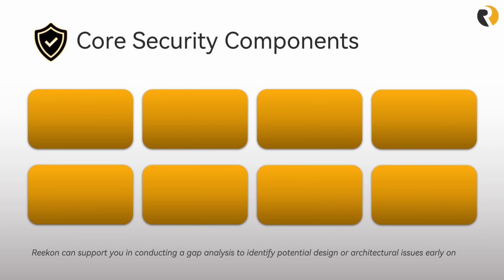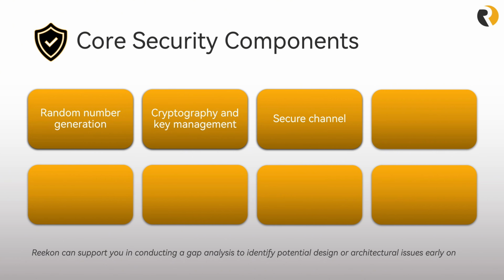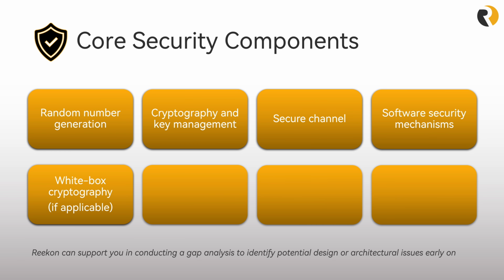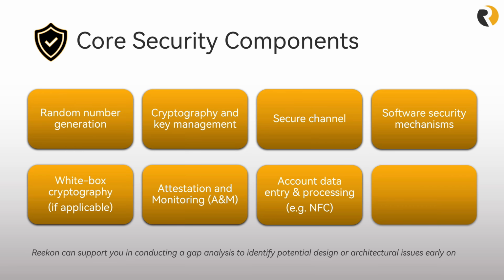Let's start with the technical core. Every MPoC solution needs strong foundations: secure random numbers, robust cryptography and key management, and protected communication channels. On top of that, the software must include defensive mechanisms and in some cases white box cryptography. Attestation and monitoring, or A&M, ensures the environment remains trustworthy over time. Account data must be captured securely, for example through NFC, and in some cases additional features like PIN entry or offline payments may be required. These are the basic security building blocks of any MPoC solution.